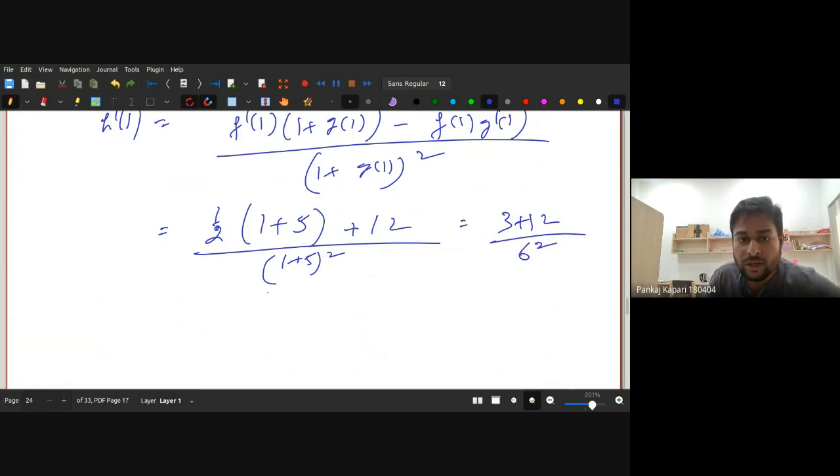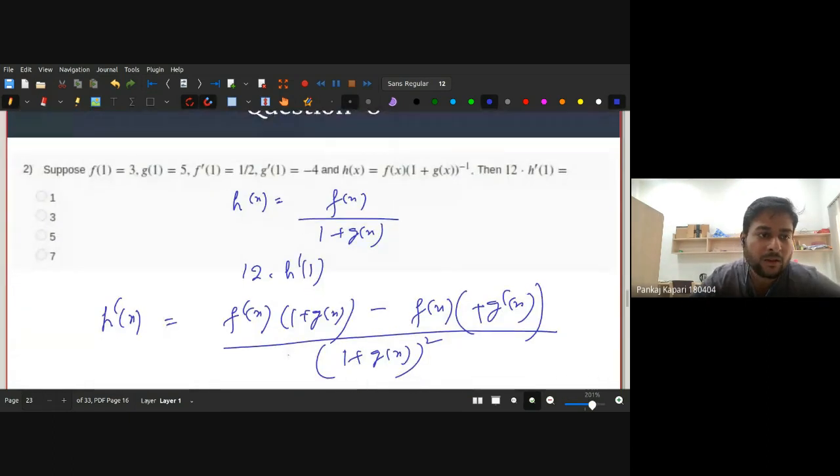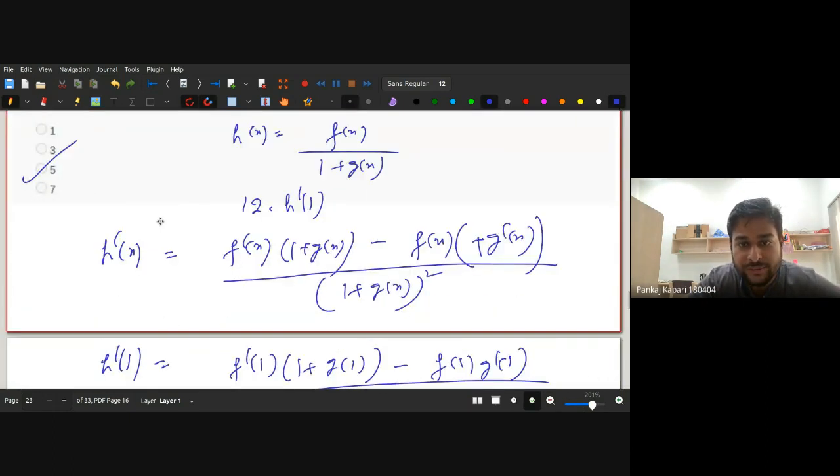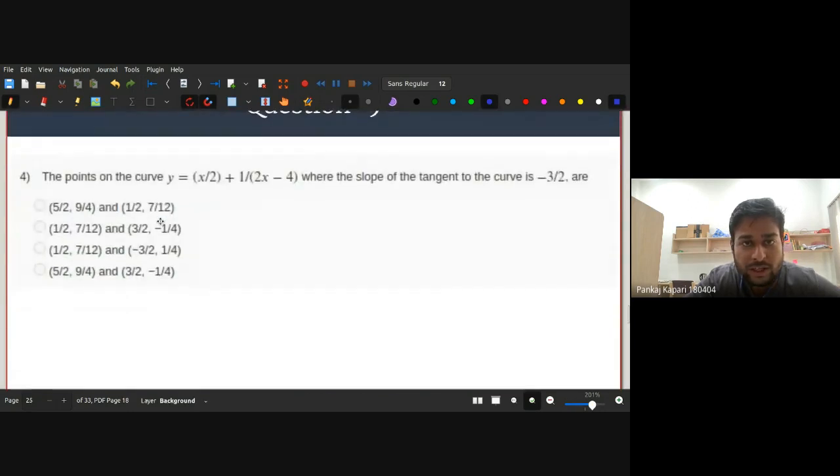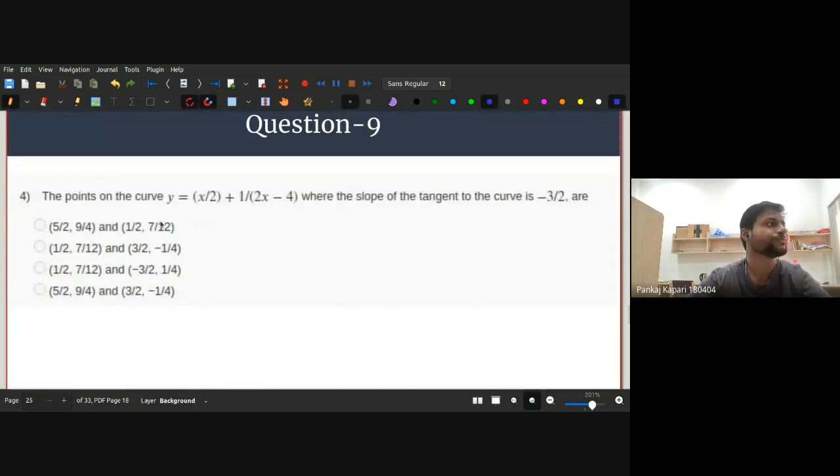Now what is 12 times h prime of 1? This is 12 times 15 divided by 6 square, which is 36. This turns out to be 5. So the third option is correct here. Let's move to the next problem.